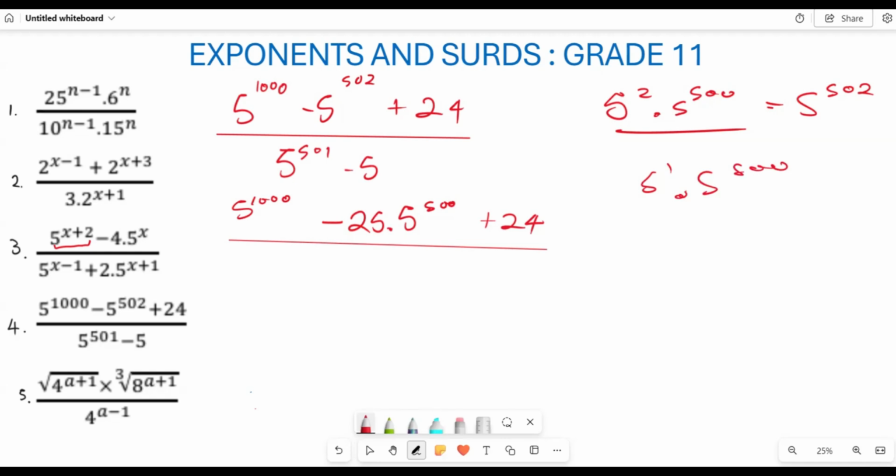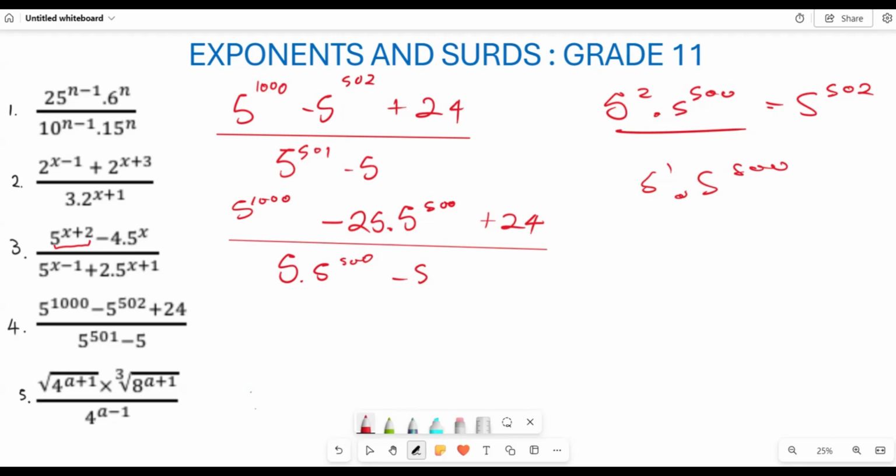So which means here I am going to say this is going to be the same as 5 multiplied by 5 to the power of 500 altogether. Now from here, what is it then that I'm going to do? Subtract 5. And now from here, I can start solving, right? So from here, now I want to factorize. So I can factorize by doing this.